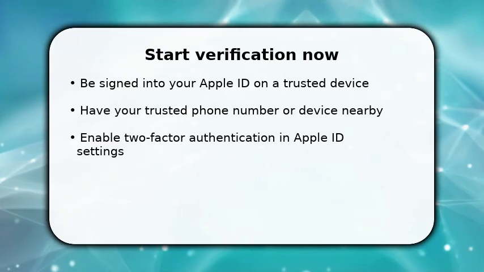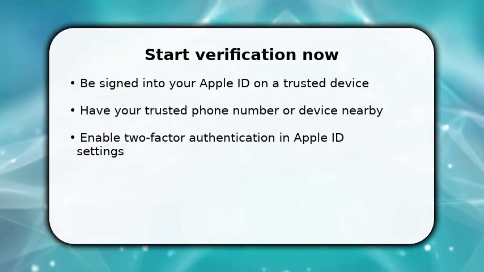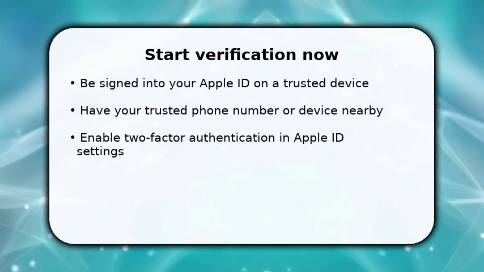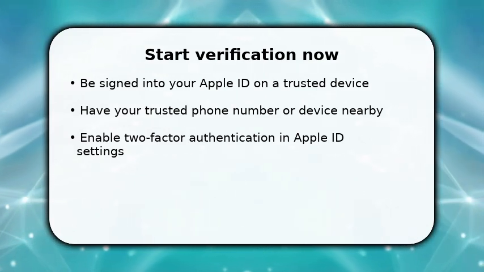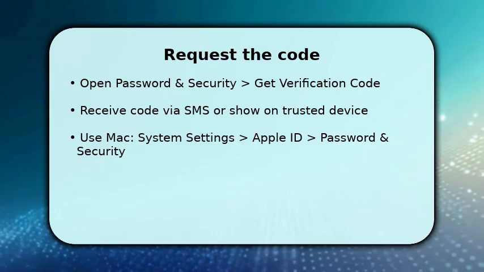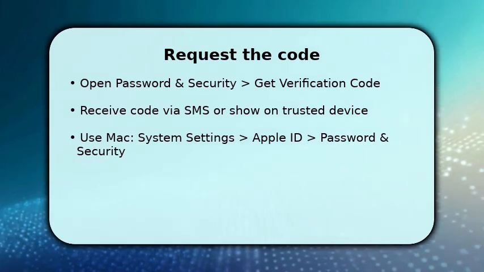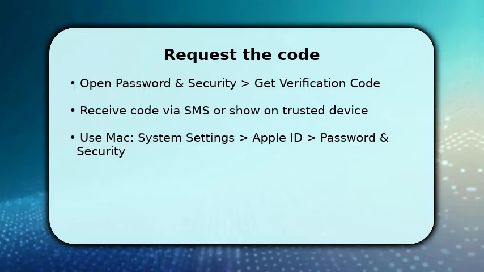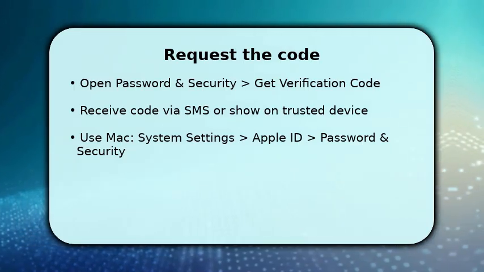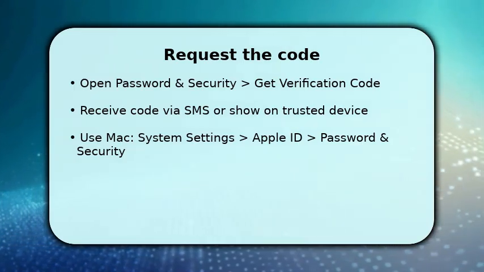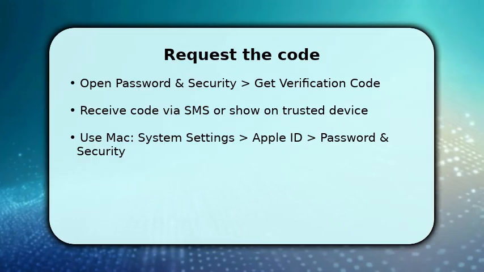If you prefer device codes, keep the trusted device unlocked and nearby because it can display codes instantly. Now request the code. On iPhone or iPad, go to Password and Security and tap Get Verification Code. On Mac, open System Settings, choose Apple ID, then Password and Security and select Get Verification Code.